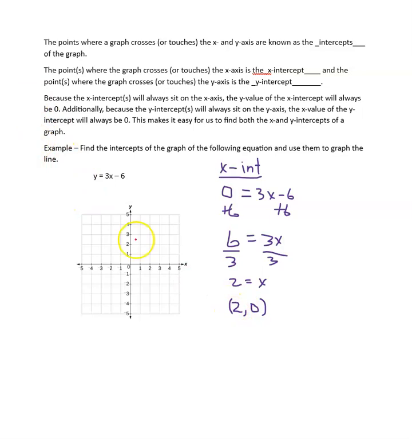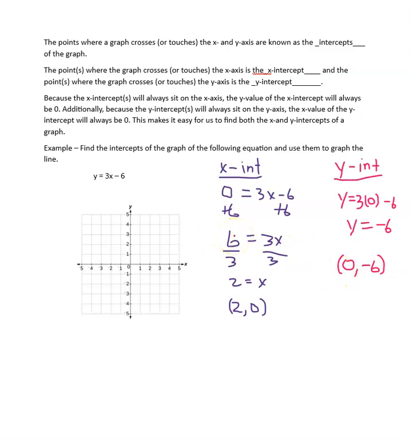The y-intercept, well, remember we said that the y-intercept always has an x value of 0. So in this case, we're going to plug 0 in for x and we're going to solve for y. So we get y equals 3 times 0 minus 6. So y is equal to, well, 3 times 0 is just 0, and 0 minus 6 is just negative 6. So y is equal to negative 6. So for the y-intercept, the x value is 0, and the y value is negative 6.